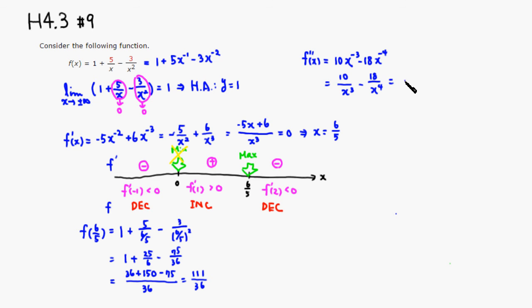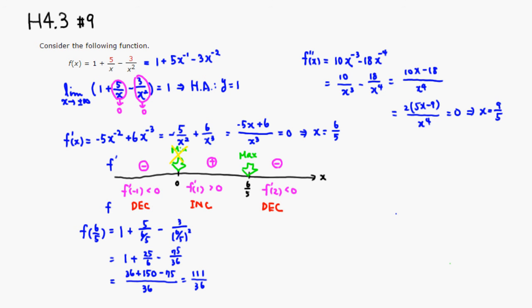Take the common denominator, so x to the 4th, then you have a 10x minus 18, and if you want, I can factor out maybe 2, and 5x minus 9, over x to the 4th. Alright, set that equal to 0. You can see that x equals 9/5.